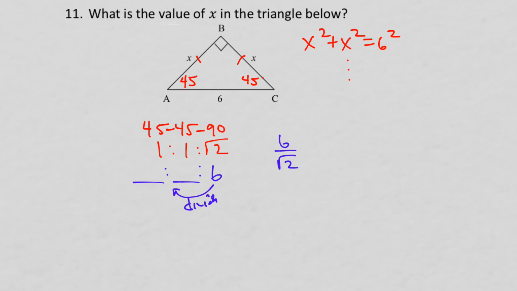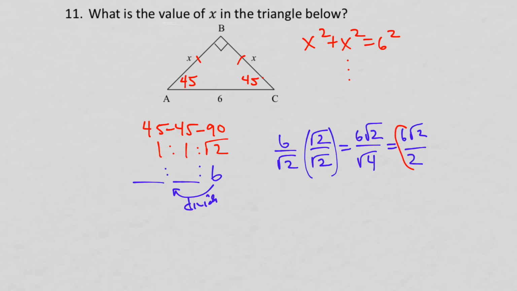And if I work this out, I can in this case multiply the whole fraction by radical 2 over radical 2. This will allow me to clean up my denominator. So I get 6 radical 2 over radical 4, which is 6 radical 2 over 2. And here to finish, I can do one more thing. 6 divided by 2 is going to be 3 radical 2. So I found the length of these 2 missing equal sides.